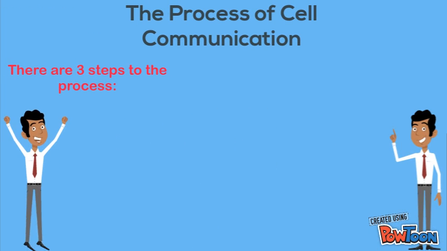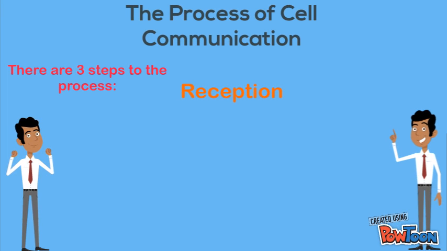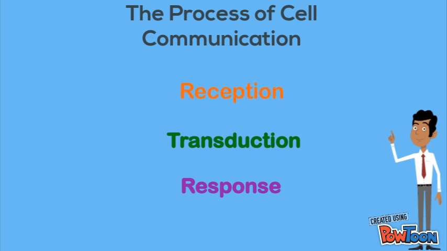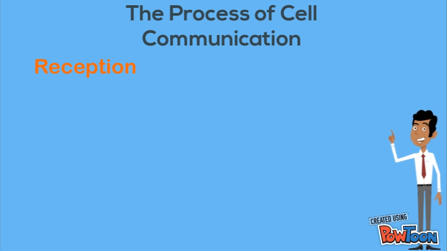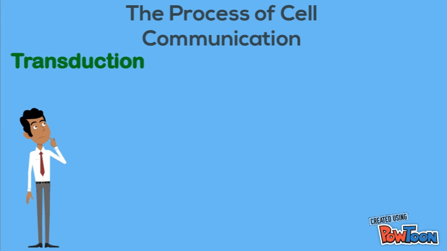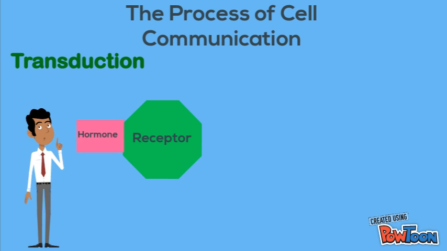Process of cell communication. There are 3 steps to this process: reception, transduction, and response. We'll start with reception. Reception is when the target cell detects the signaling molecule coming from outside of the cell. The signaling molecule will then attach to one of the target cell's receptors. Transduction is when the signaling molecule binds to one of the target cell's receptors, physically changing the receptor protein, thus initiating response.